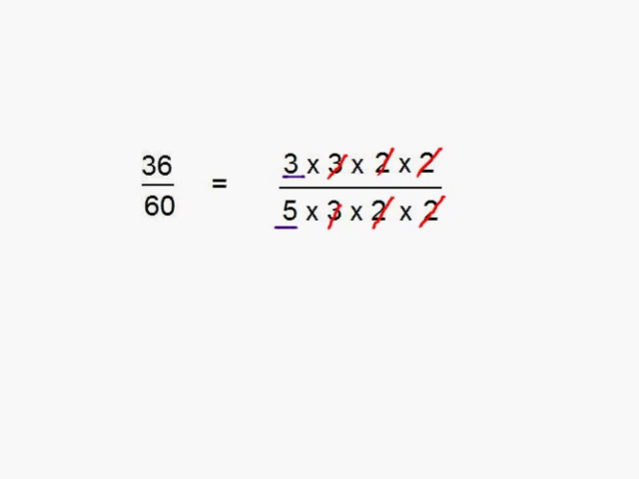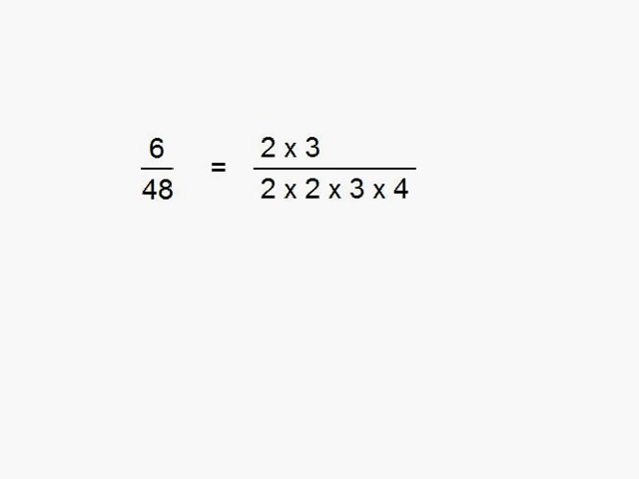And we're done. The last step is to list the product of any numbers that are left over. In the numerator, we had a 3 left over, and in the denominator, we had a 5 left over. Our final answer is 3 over 5.